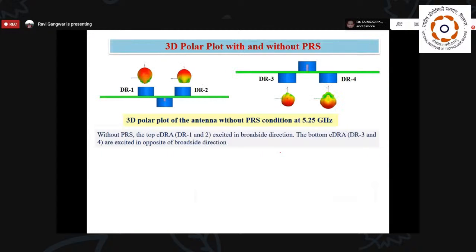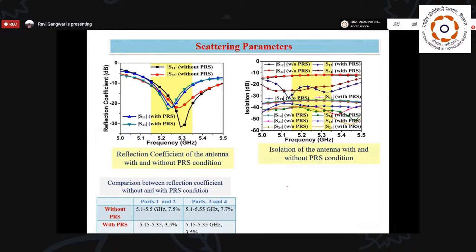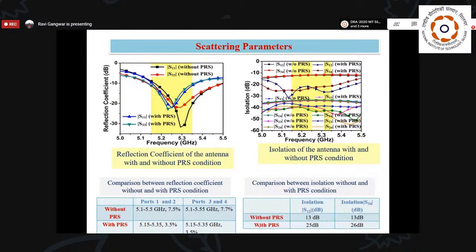So here you can see the condition when we don't have any PRS structure: DR1 and DR2 are going to radiate into the positive z direction, DR3 and DR4 into the negative z direction. But when we place your PRS, then you can see minus 35 degrees in this way and minus 35 degrees in this way. So that means here you can see the field correlation is going to be minimized, and your ECC value is going to be drastically improved. So when we have done it, we check your PRS structure, then you can see it here.